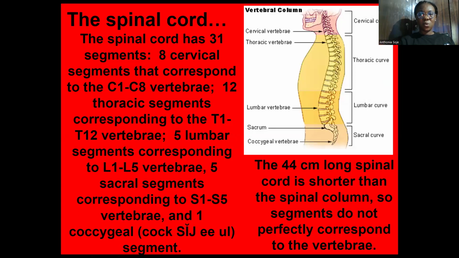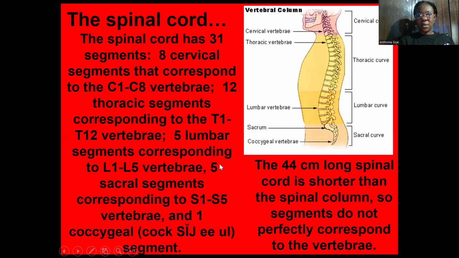The spinal cord has 31 segments. There are 8 cervical segments, corresponding to C1 to C8, from somewhere here to C8. There are 12 thoracic segments, from T1 to T12. There are 5 lumbar segments, from L1 to L5. And of course, there are S1 to S5, and there is a coccyx, the coccygeal remnant.